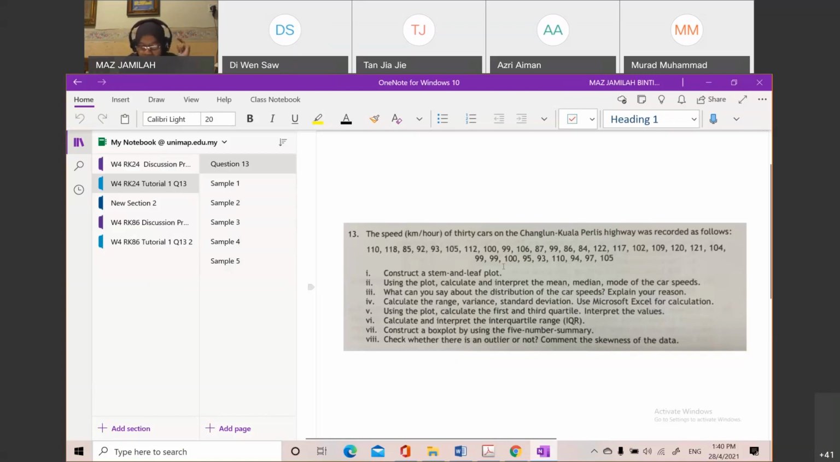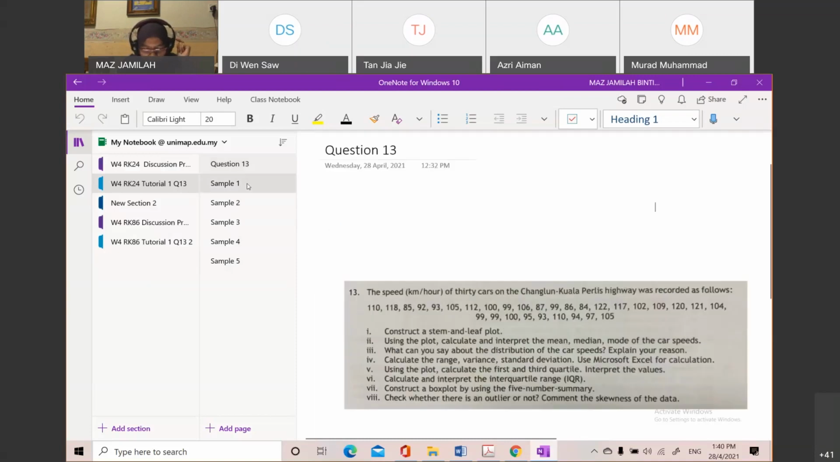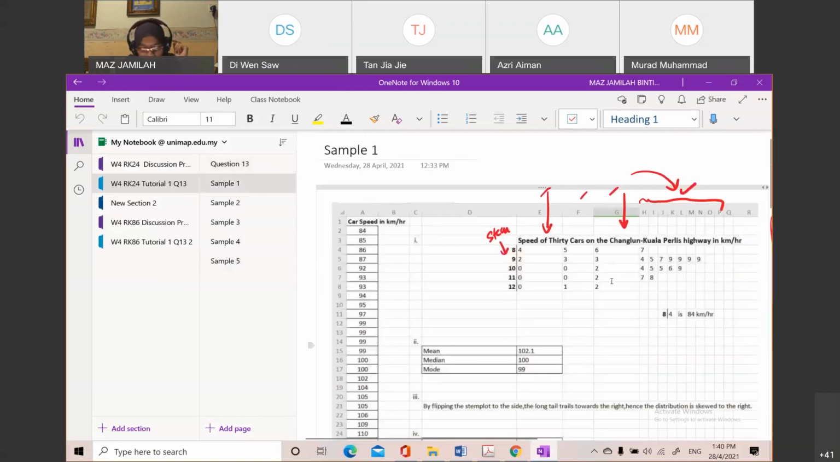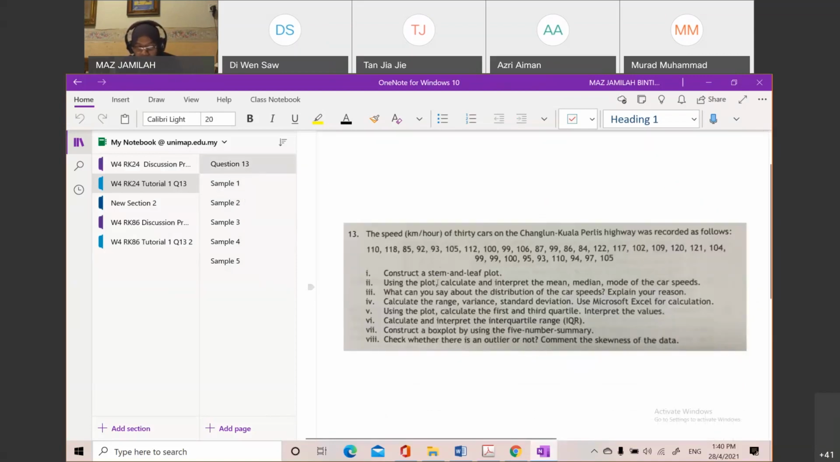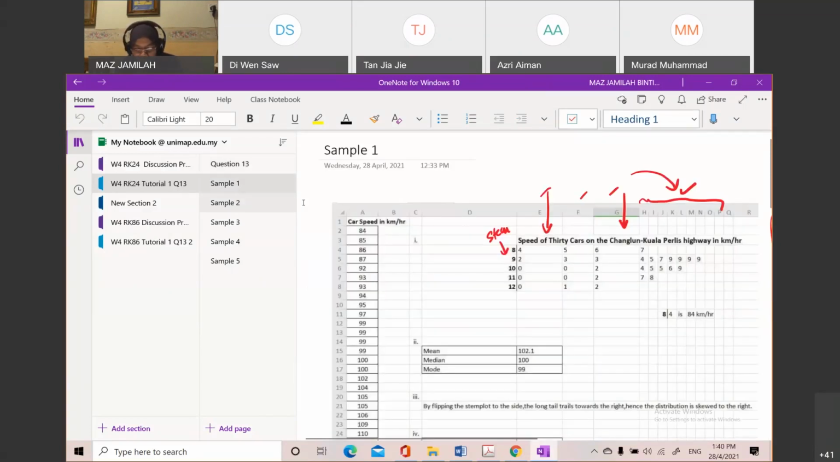So how would you know? Now, let us go back to the plot, the stem and leaf plot. How would we know what the mean, mode, and median would be? Because the question will be based on the plot. Some of you did not use the plot.